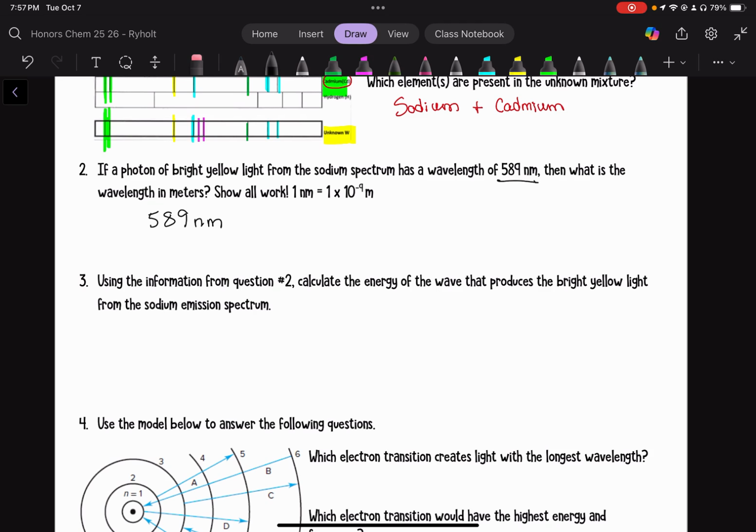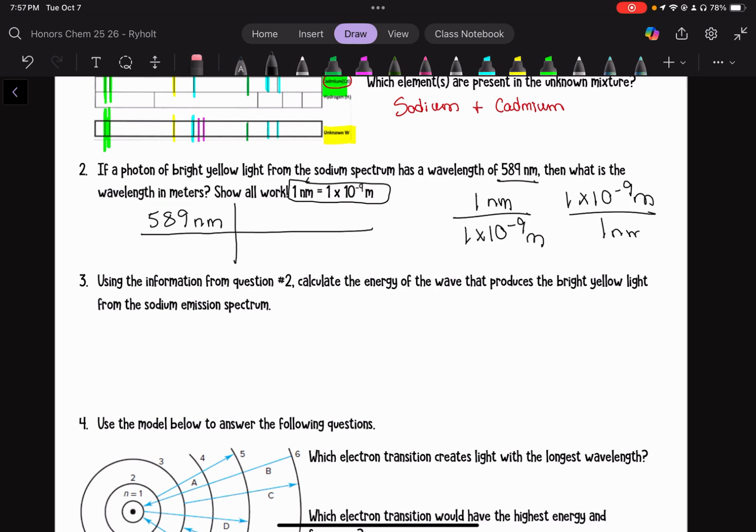The next thing we need to do is write our conversion factor. So I know that this is my conversion factor. Okay. My conversion factor could be written one of two ways. It could either be written 1 nanometer over 1 times 10 to the negative 9 meters. That's one way we could do it. The other way we could do it is if we're doing 1 times 10 to the negative 9 meters over 1 nanometer. Okay. So the way you know which one you need to use depends on what you start with.